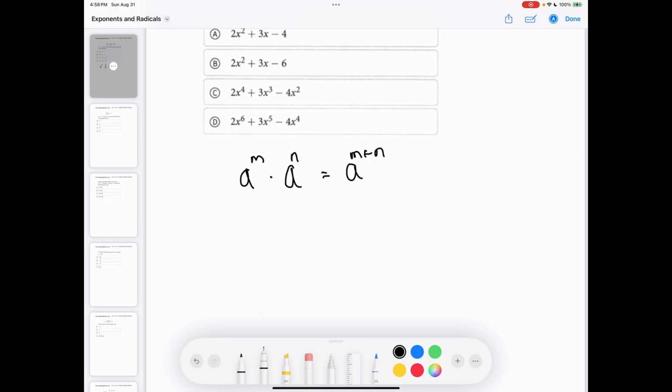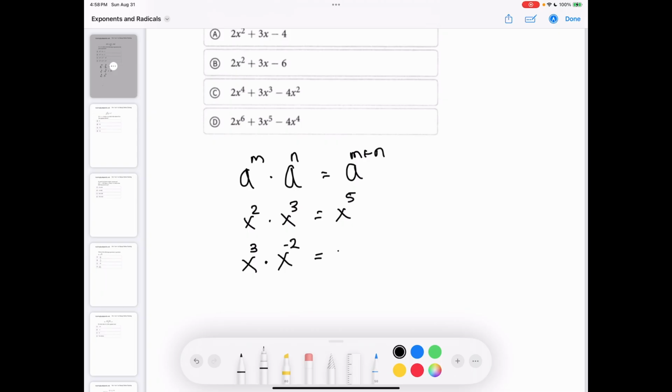If I want a concrete example, let's say I have x to the second power multiplied by x to the third power. This would be equal to x to the fifth power, right? Okay. Let's say I have x to the third power times x to the, let's use a negative one. That's x to the second, right?